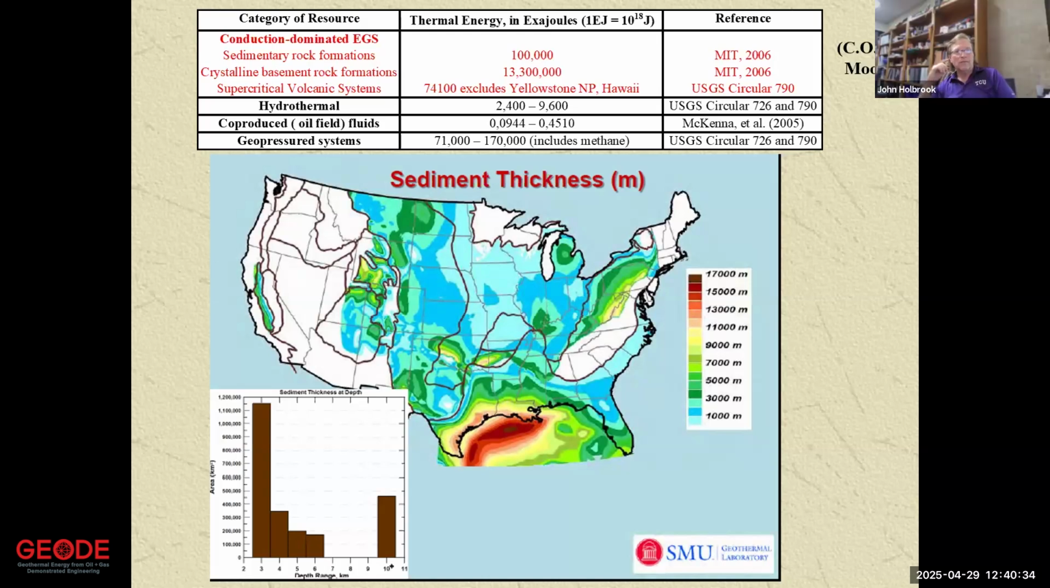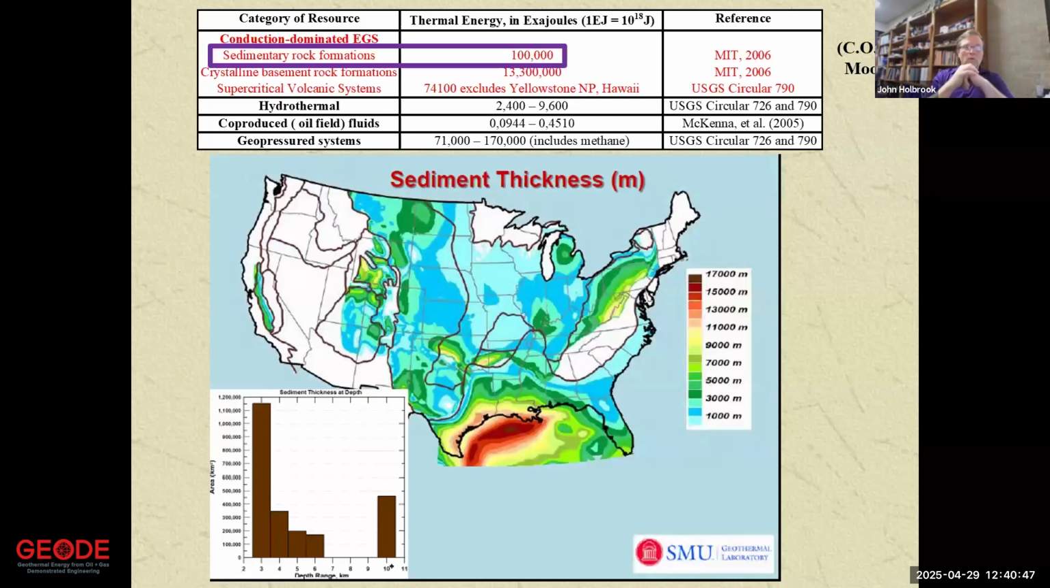One of the things about it, of course, is there's huge amounts of energy in the sedimentary basins. We have about 100,000 exajoules of energy that have been identified down there in sedimentary basins. And we only use about 100 exajoules as a country anyway, so that's a lot of power.